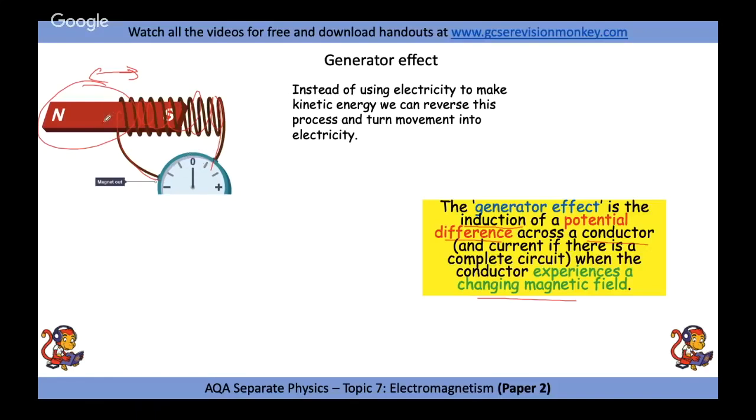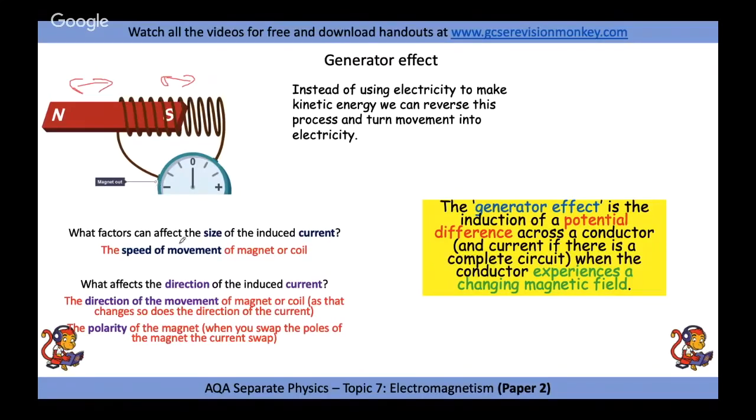So how do I produce a changing magnetic field? I literally either move the magnet in and out, or I move the coil in and out. So what factors can affect the size of an induced current? So the current that I might see here on my ammeter would depend on the speed of the movement, so how fast I move that in and out.